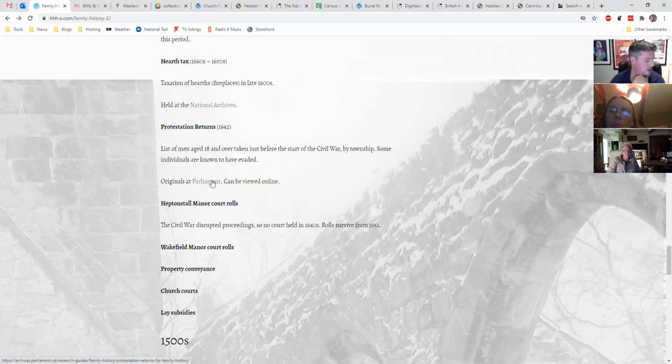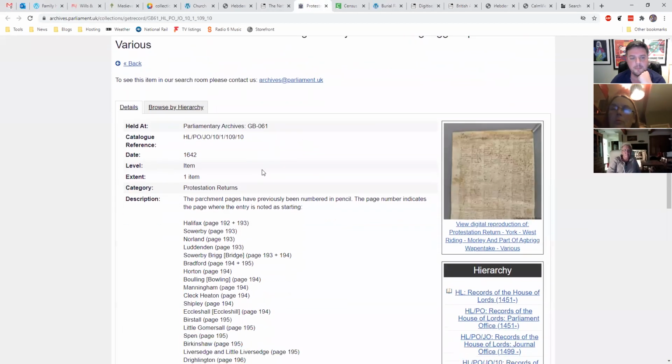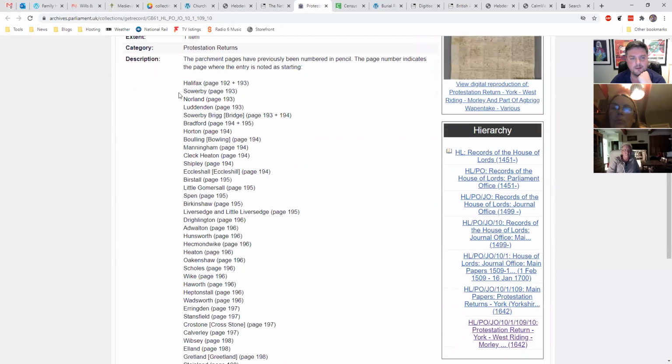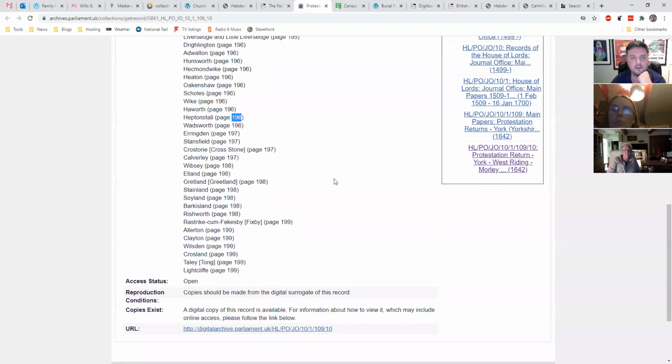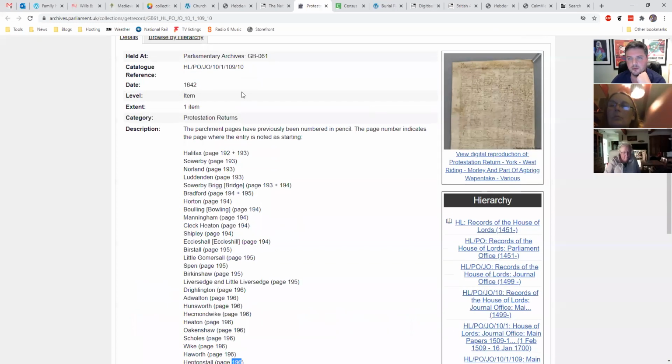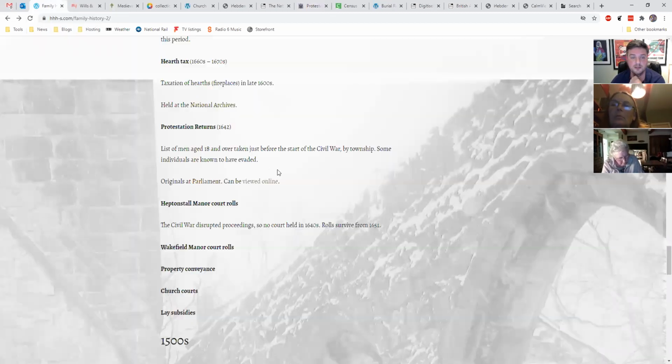The originals are at the Parliamentary Archives. Nowadays, thankfully, you can view them online. You generally start by finding the page that you're interested in, so Heptonstall page 196, and then you click through and go to page 196, and you'll just be presented with a big long list of names. So that's useful for discovering that people existed.